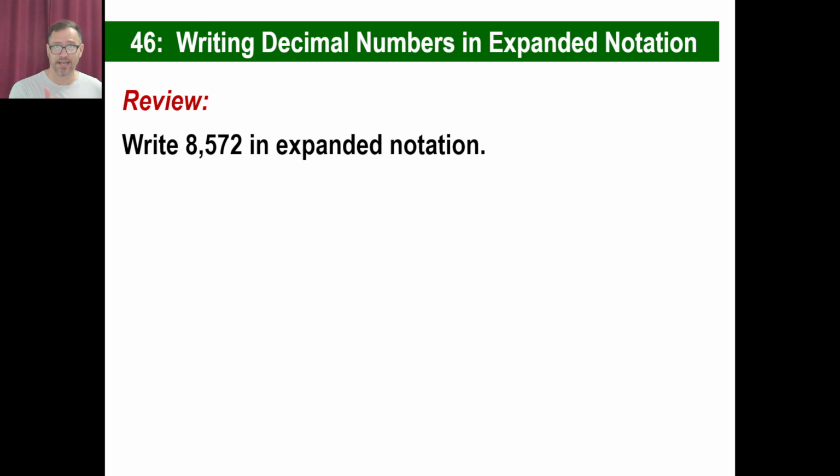Okay, so let's go back and do an oldie. How do you write this in expanded notation? Remember how to do this? That's going to be 8 times 1,000 plus 5 times 100 plus 7 times 10 plus 2 times 1. There's your answer, right?